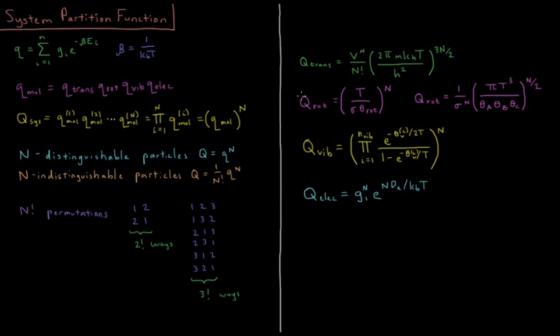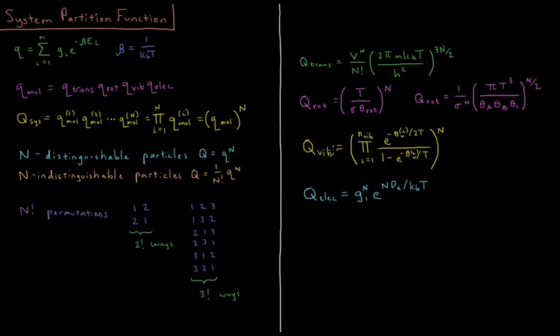The rotational partition function, if you're significantly above the rotational temperatures, will be T over sigma theta rot, to the n, sigma being the symmetry number, 2 for homonuclear diatomics, 1 for heteronuclear diatomics, and a more complicated value for polyatomics. For nonlinear polyatomics, it was 1 over sigma, to the n, times pi T cubed over theta A theta B theta C, to the n over 2, each being a rotational temperature.